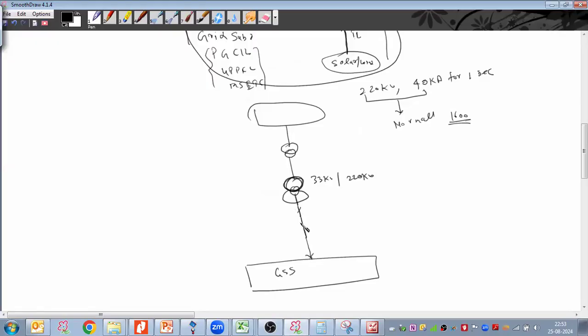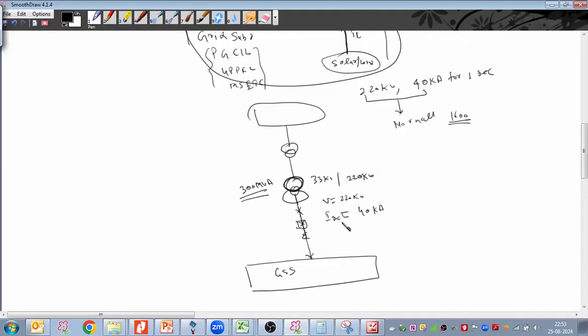All the equipment that is coming on the 220 kV has a voltage of 220 kV. Their short time circuit current would be as per the grid, which is 40 kiloampere or 50 kiloampere. For continuous current, suppose you are injecting 300 megawatt power, so you are taking 300 MVA.